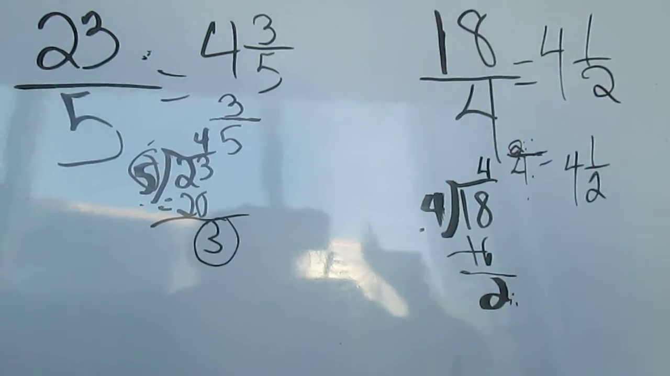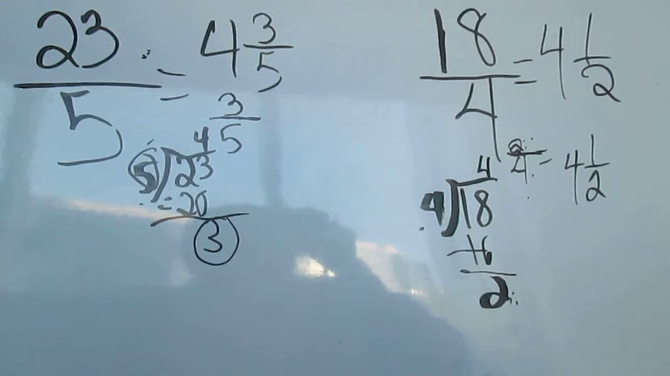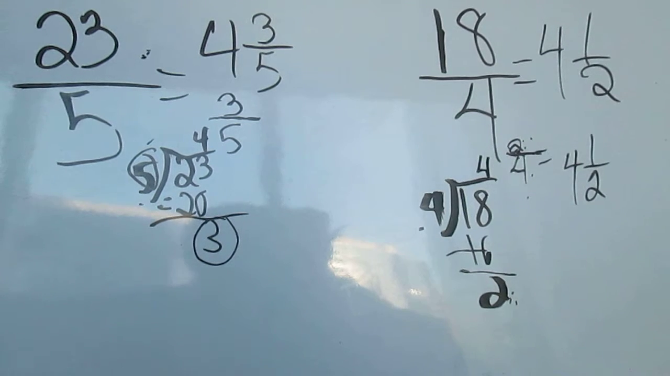And that is your quick commercial about making improper fractions going back and making them equivalent to mixed numbers. Whew, that's 2 examples at one time. I think I should stick with 1.